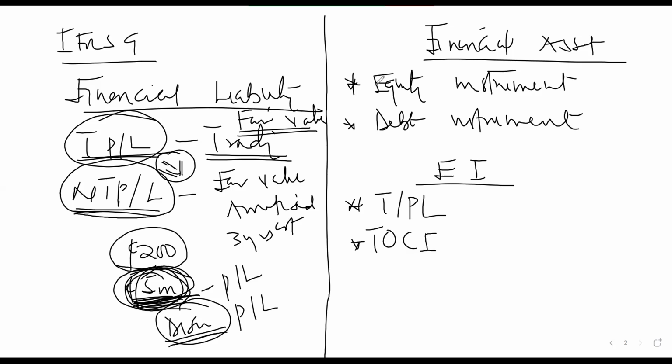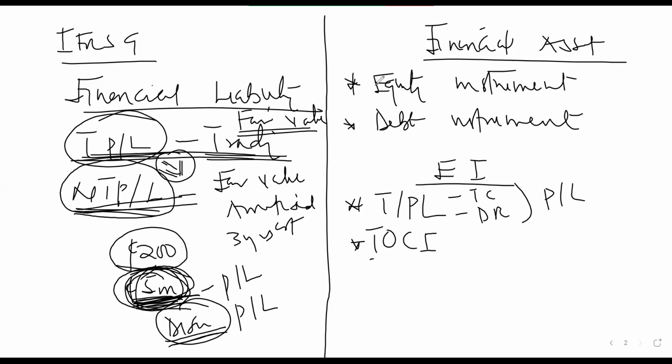Okay, if it is through profit or loss, the initial recognition is the same as for financial liability. Transaction cost will be expense, discount received will also be expense. So all of them will be taken to profit or loss.